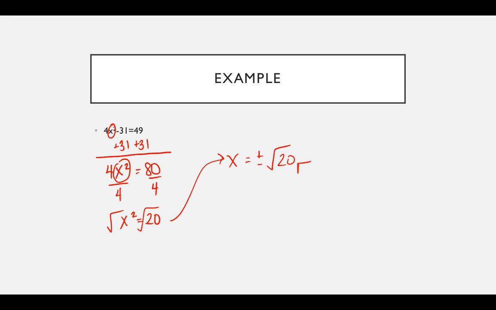We can use a factor tree. It's a square root, so we're looking for groups of size 2. 20 is 2 times 10. 10 is 2 times 5. So we can pull out a pair of 2's, leaving us with that leftover 5. So plus or minus 2 square roots of 5 would be our solution.